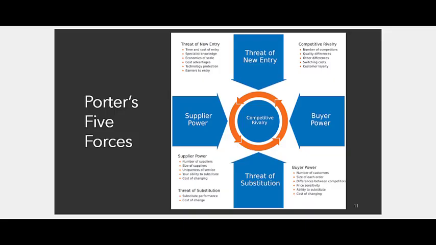Also new entry: if there's a new product or a new service that comes out, how likely is it that there's going to be a whole bunch of companies that are going to try to get a little piece of that? So we'll watch a little video clip that explains how this has an impact on business strategy.